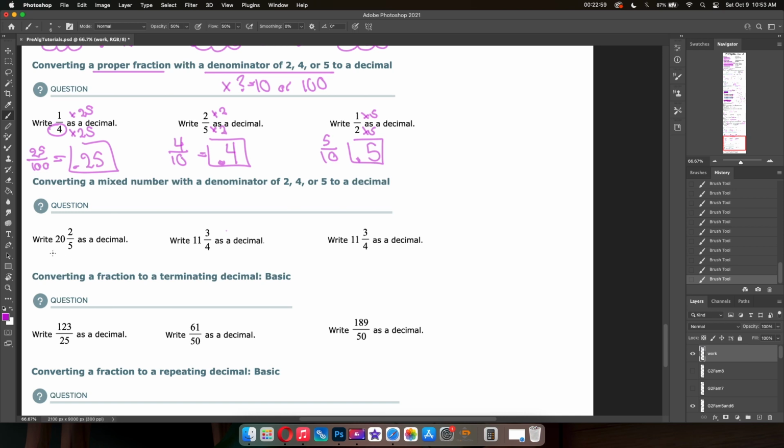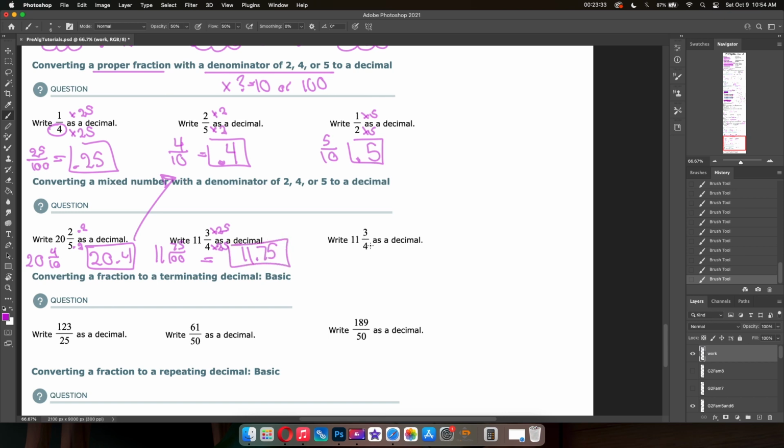So now I can convert that to tenths, because times 2, times 2, that's going to be 20 and 4 tenths, so 20.4. It's literally exactly the same thing as this one up here. The only difference is that you have a 20 in front. So 3/4, again, I can't get to a 10, but I can get to 100, times 25, times 25. So that's 11 and 75 hundredths, which gets me 11.75.